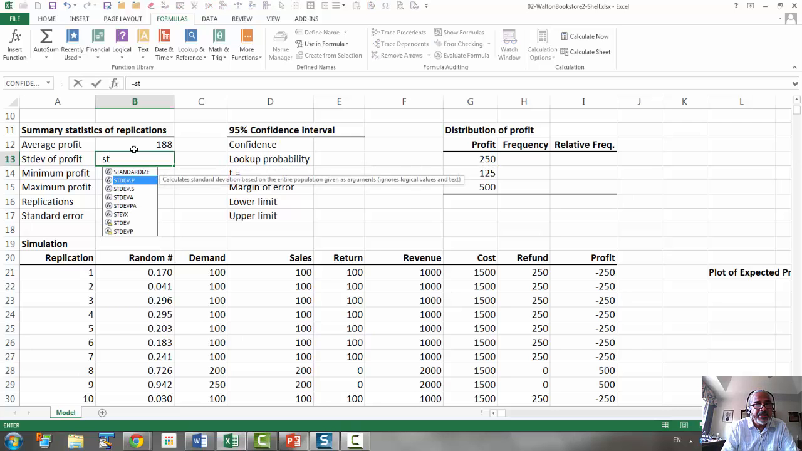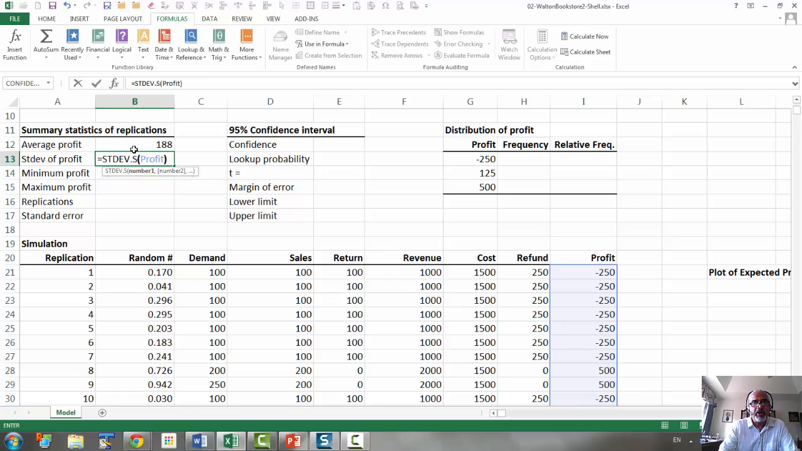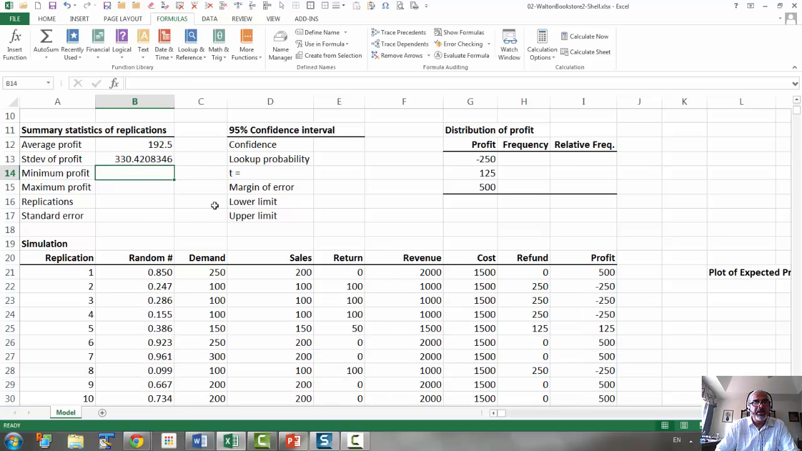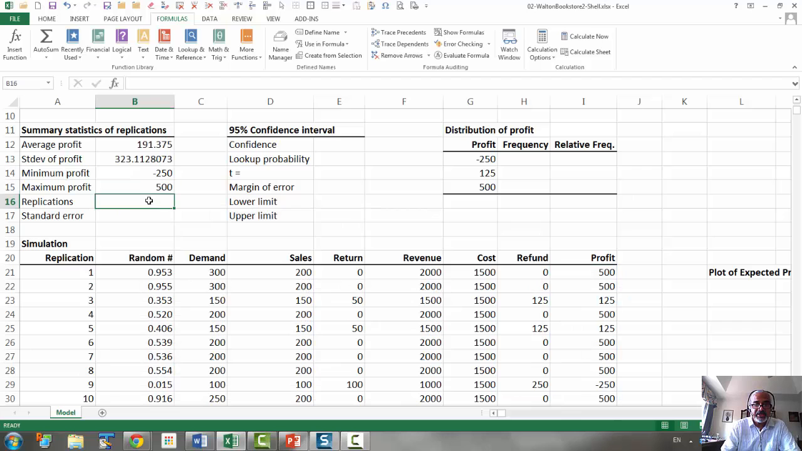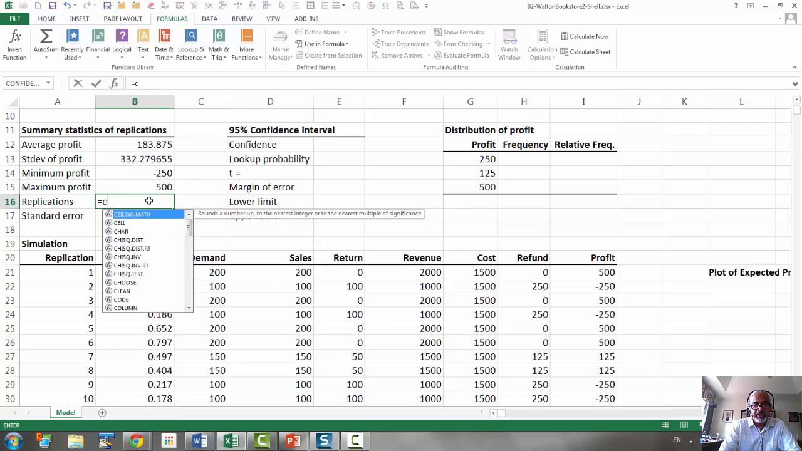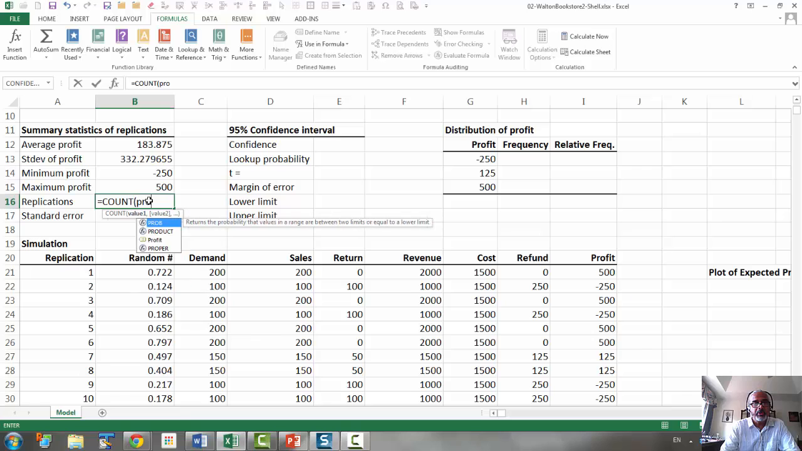Standard deviation is STDEV.S, and again for profit. So that's the standard deviation. The minimum profit is MIN, and the maximum profit is MAX. Now replications is the COUNT of profit.